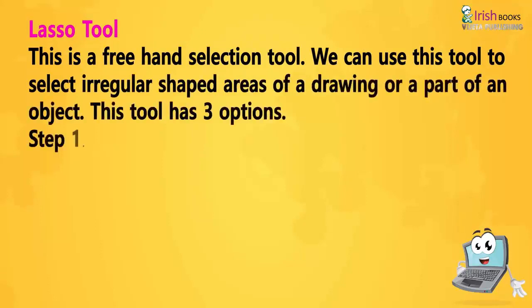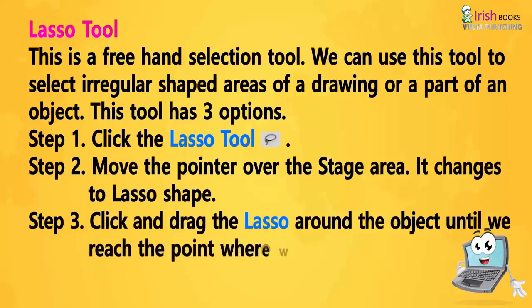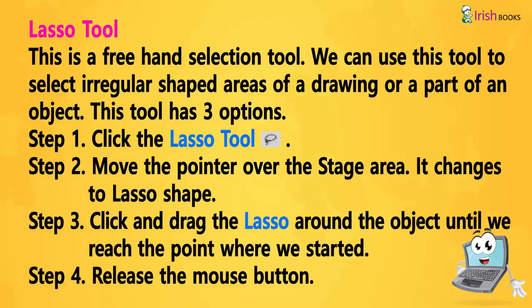Lasso Tool. This is a freehand selection tool. We can use this tool to select irregular shaped areas of a drawing or a part of an object. This tool has 3 options.